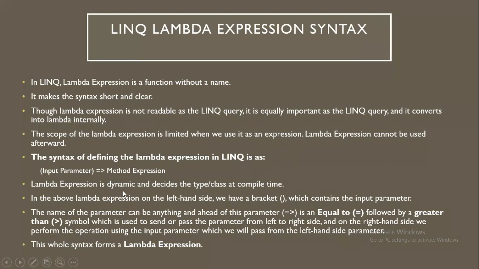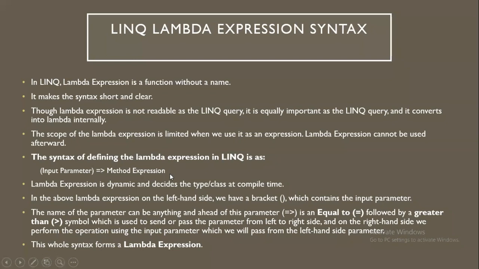Okay, a lambda expression is dynamic and decides the type of class at compile time. That we already know, and it's all behavior of the lambda expression. In the above lambda expression, on the left hand side is the input parameter, a bracket which contains the input parameter. The name of the parameter can be anything. Ahead of this parameter is an equal to symbol followed by a greater than sign, which is used to pass the parameter from left to right hand side.